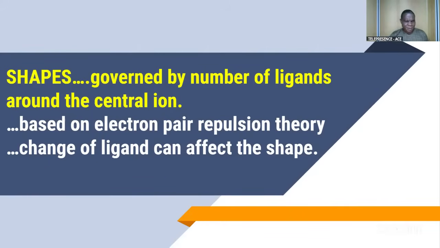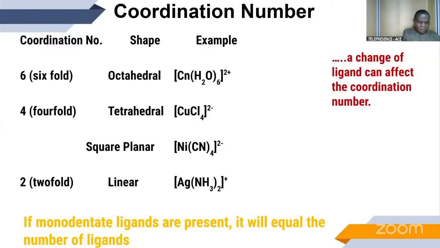So we said the shapes are governed by the number of ligands. When you have two ligands that donate electron pair to the central metal ion, then the shape is linear. When four ligands surround the central metal ion, then the shape is either tetrahedral or square planar, depending on the strength of the ligand.